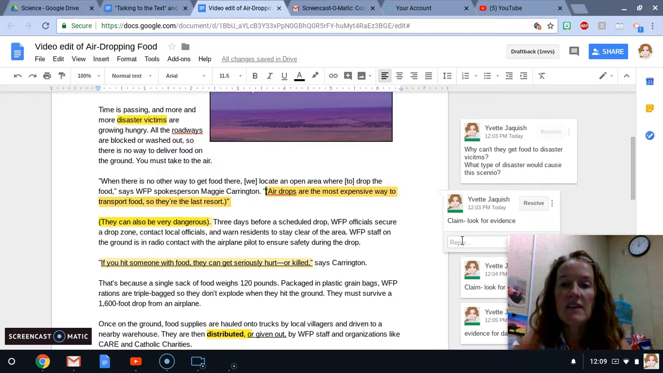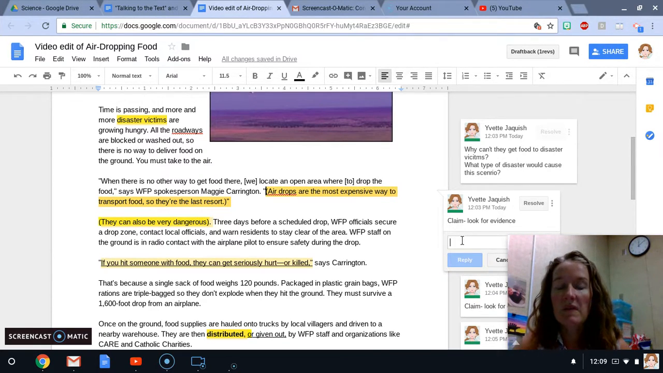Do I have any evidence yet about why airdropping food is so expensive? You could maybe infer that if they can't find an open area, maybe it's a jungle area that was hit by a disaster, you can infer that maybe they have to clear space. So then you have people who have to clear space. But the actual evidence for that isn't there. We don't know for sure if that's an added expense or if that's considered in the expenses, right? They can also be very dangerous.